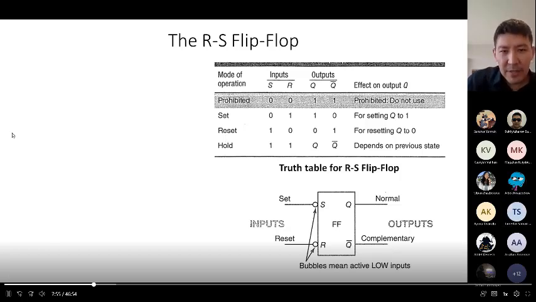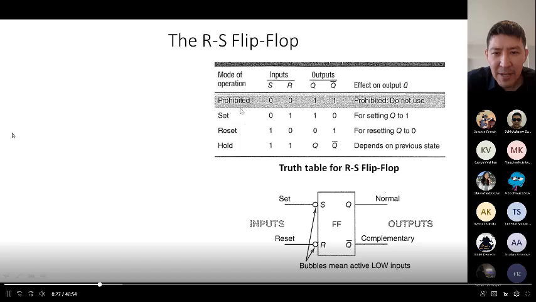So the first column is the mode of operation. Actually it has 3 operation modes that we can use: set, reset, and hold. Also, there is another operation mode, prohibited, but do not use the prohibited mode. The next 2 columns are inputs, S (set) and R (reset), and outputs Q and not Q. So what kind of effect on the output will each combination have?